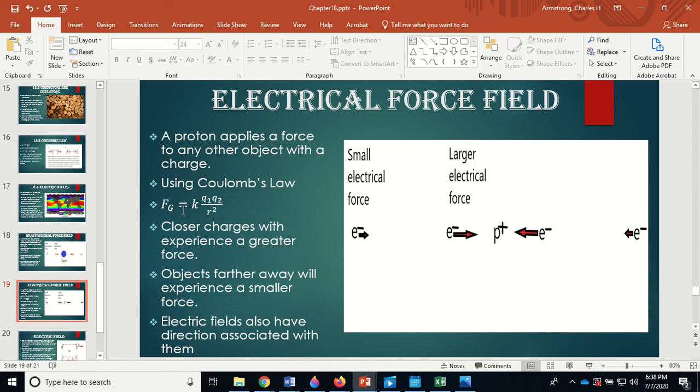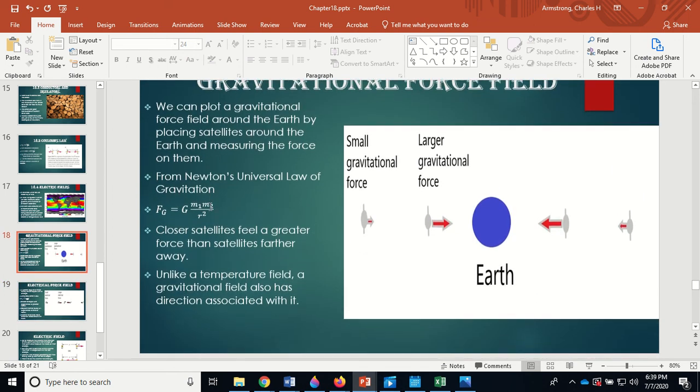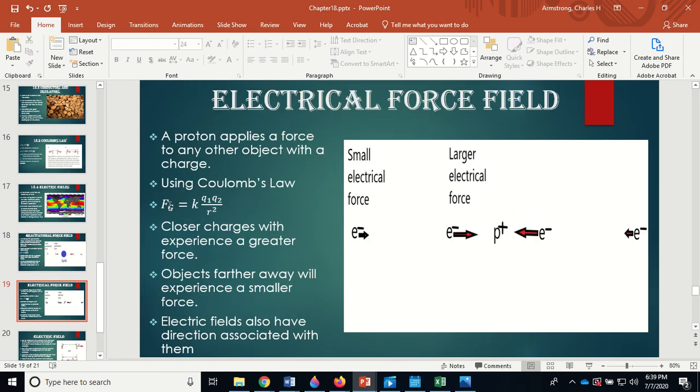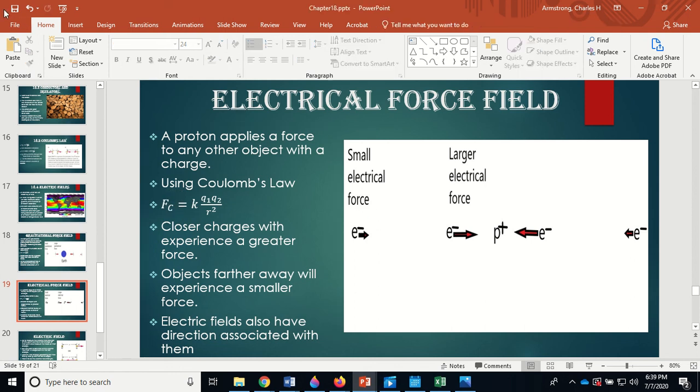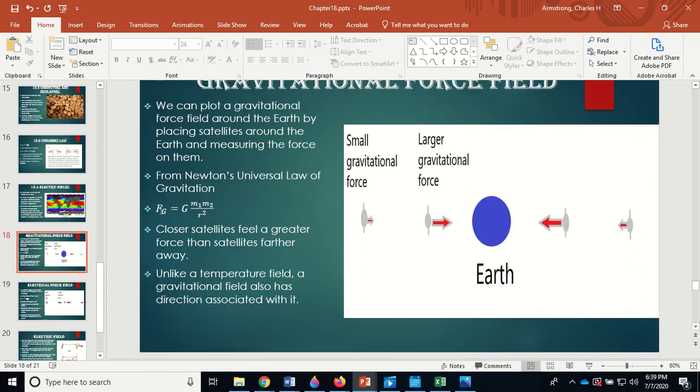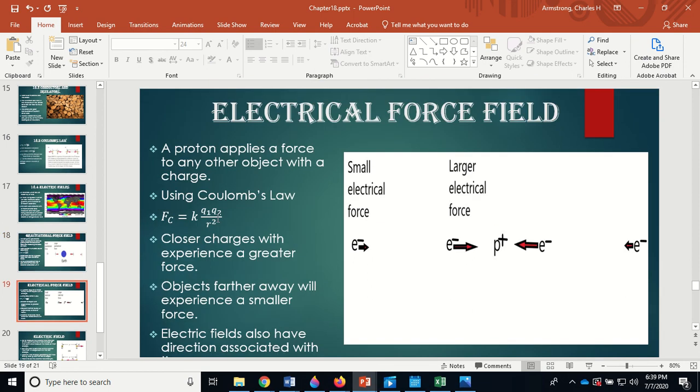Okay, so again, there's Coulomb's law. Look how close it is to Newton's law. There's Newton. There's Coulomb. Oops, that should not be a G there. I'm going to put a C there for Coulomb. I haven't uploaded this yet, so you'll see the corrected version. So we got the K, we got Q, and everything else is right. I just added G there instead of an FC, so they can see how those two are so similar to each other. Closer charges experience a greater force.